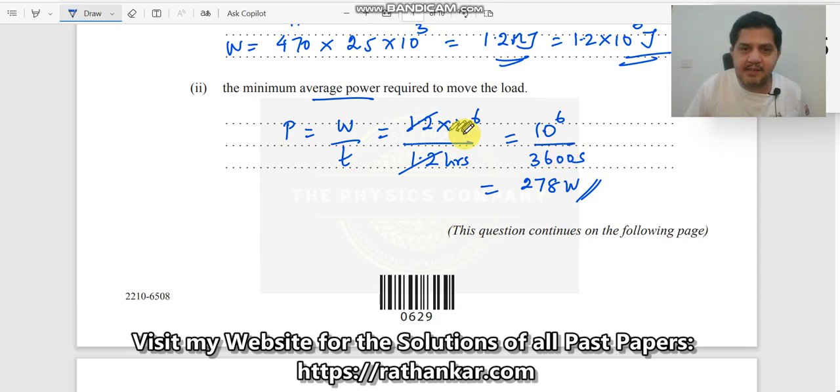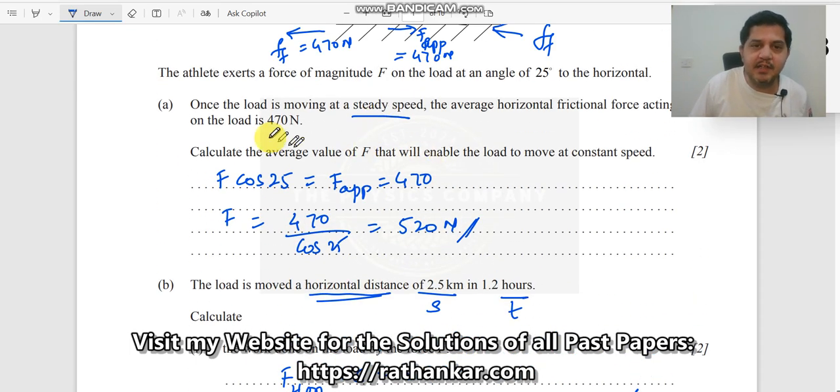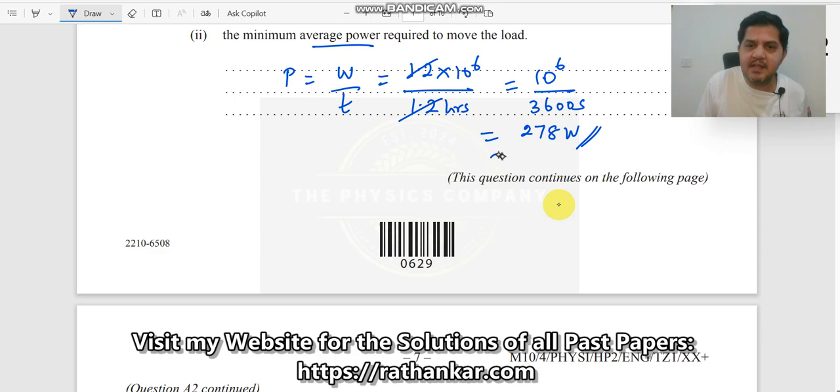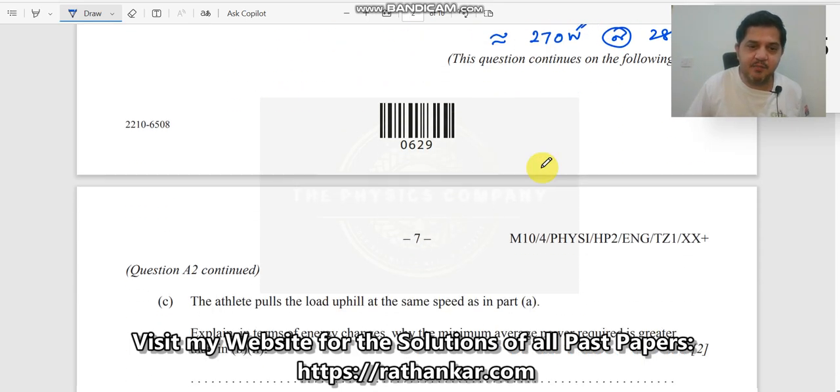But if you look at this, in all the questions there are two significant figures here. Everywhere it is given in two significant figures. So what you can do is you can either write this as 270 watts or 280 watts, because this is also two significant figures, but anyway it is 278 over here. The most appropriate answer would be to write it as 280 watts because we have approximated this. Right, let us move on to the next one.